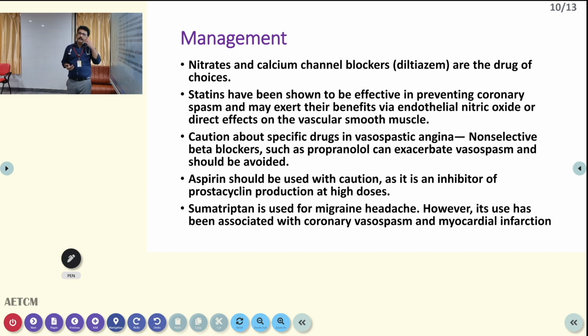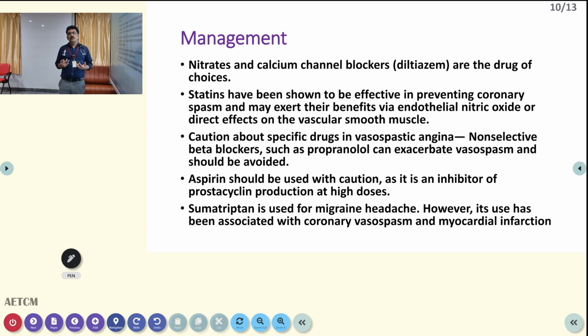Aspirin should be started in patients who have any type of angina, but here we have to be very careful. In some patients it can produce aggravation of symptoms, so we have to be very careful. Many patients can already have migraine with vasospastic angina. So in that type of patients, we have to avoid certain drugs. So that also we should keep in mind. Some drugs should be avoided. Some drugs we should use with caution.